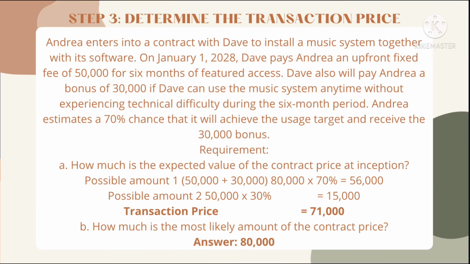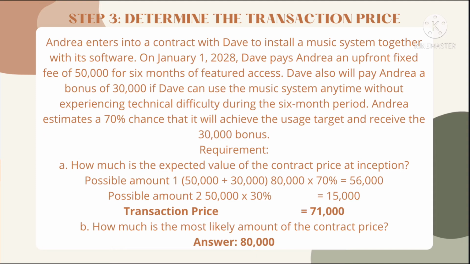Step 3. Determine the transaction price. Andrea enters into a contract with Dave to install a music system together with its software. On January 1, 2028, Dave pays Andrea an upfront fixed fee of $50,000 for 6 months of featured access. Dave also will pay Andrea a bonus of $30,000 if Dave can use the music system anytime without experiencing technical difficulty during the 6-month period. Andrea estimates a 70% chance that it will achieve the usage target and receive the $30,000 bonus.